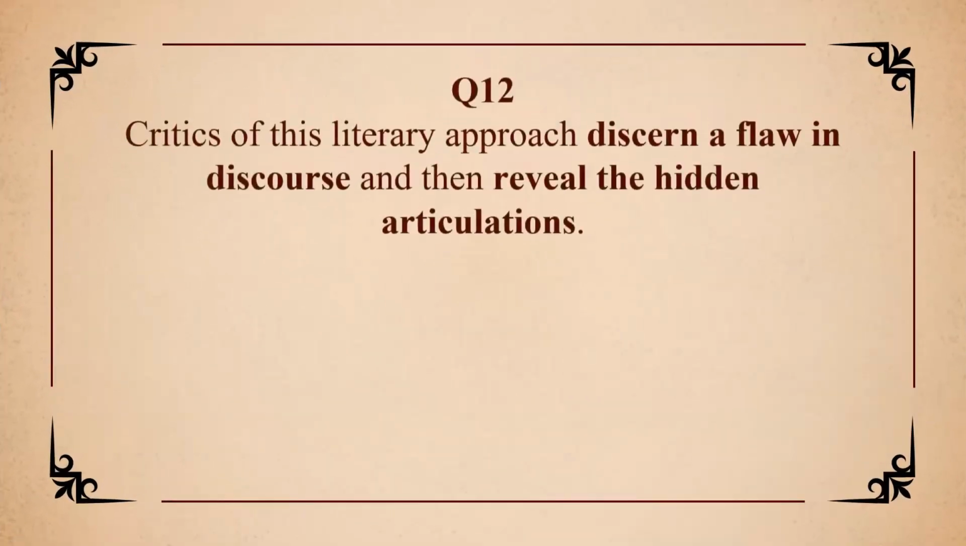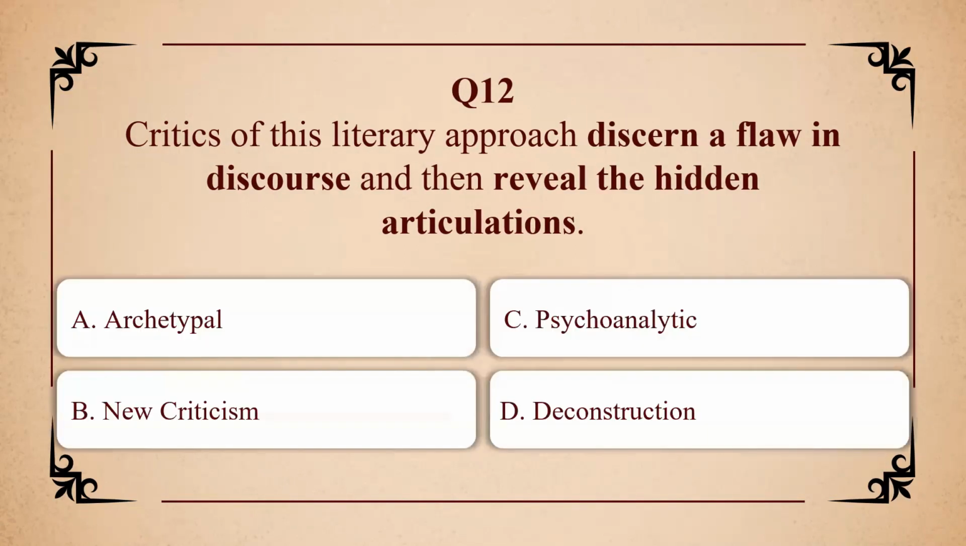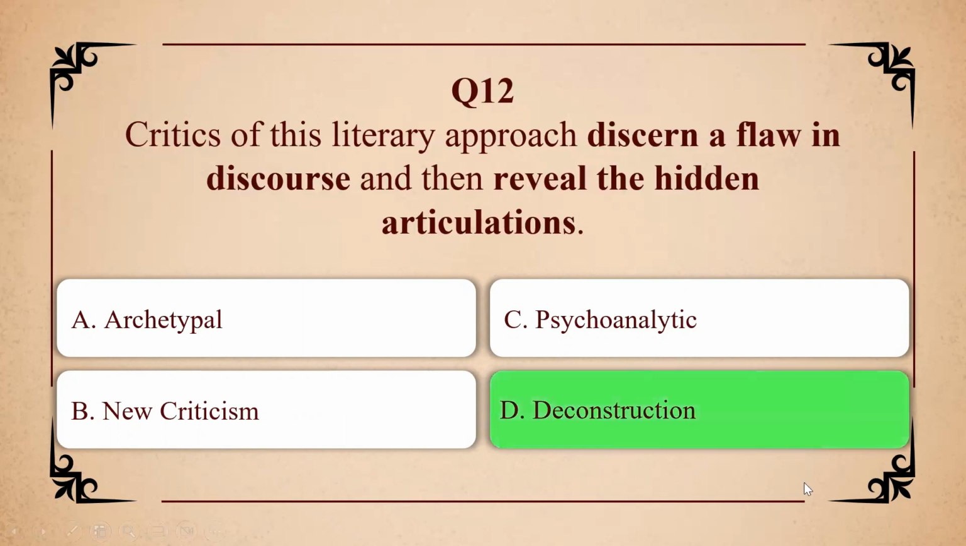Number 12. Critics of this literary approach discern a flaw in discourse and then reveal the hidden articulations. A. Archetypal. B. New criticism. C. Psychoanalytic. Or D. Deconstruction. The answer is letter D. Deconstruction. New criticism is concerned with a text's language and organization.